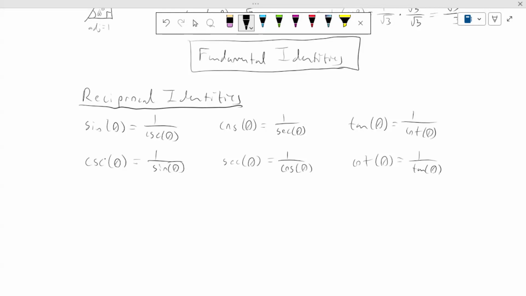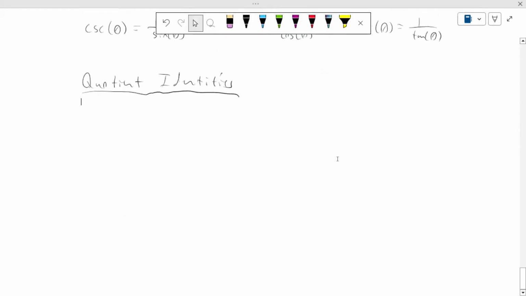All right, so the reciprocal identities, great. Let's talk about it a little bit more. How about the quotient identities? This one might require some explanation. So I'll give you the quotient identities first, and then we'll kind of justify it.